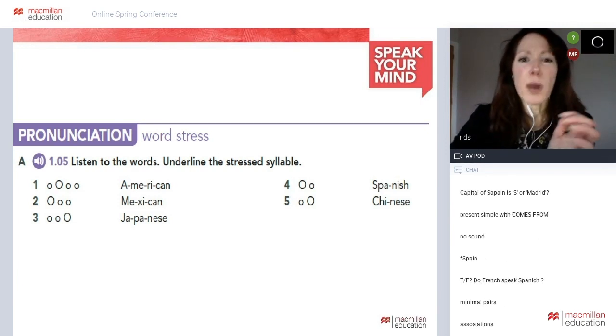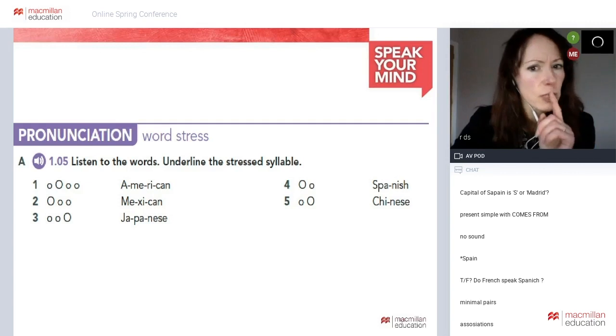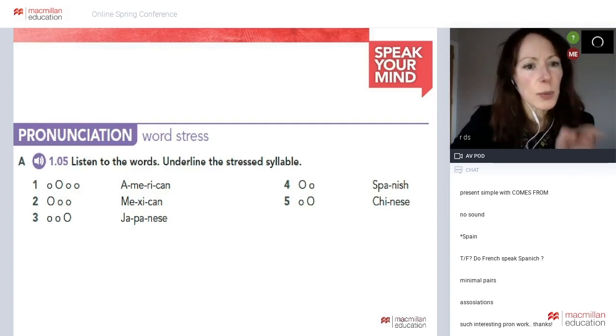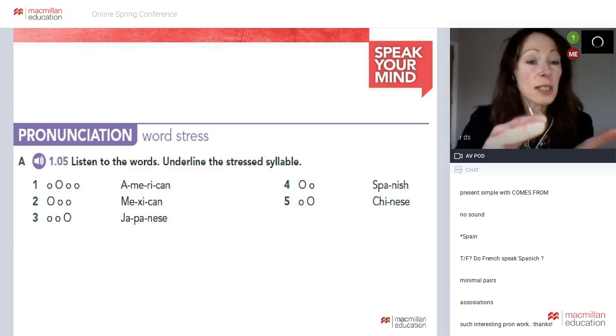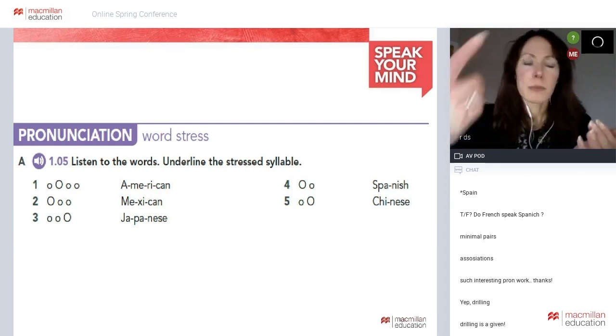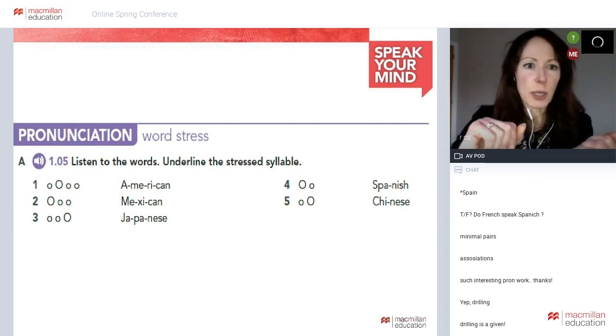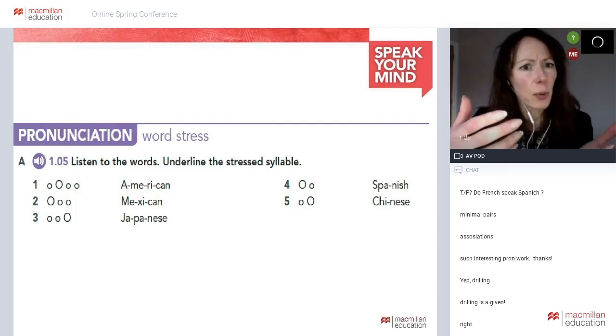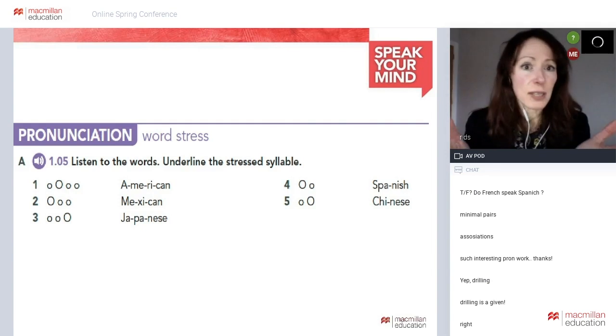And also, I don't think anyone has mentioned drilling. I apologize if I've missed that. But also with this activity, we've asked students to listen to the words. We've asked them to underline the stressed syllable. So they've done the receptive work. So don't forget, we want them to be talking as well, to get that student talking time up. So drill those words. I know it can sound a bit boring, but it's absolutely essential.